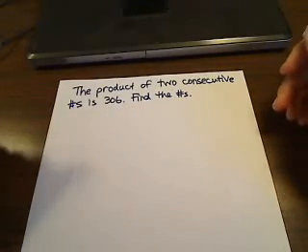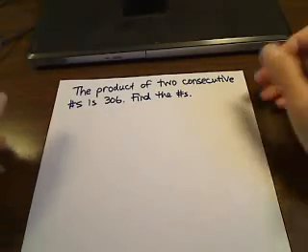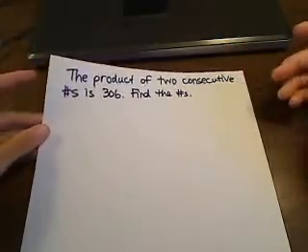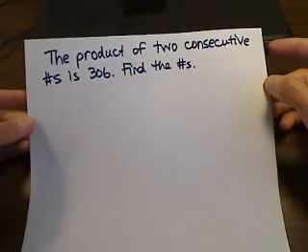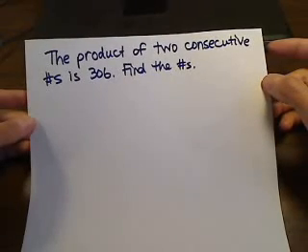Okay, I was asked over email to go over a few word problems and talk about how we do word problems. So here's a word problem. The product of two consecutive numbers is 306, and we want to find the numbers.